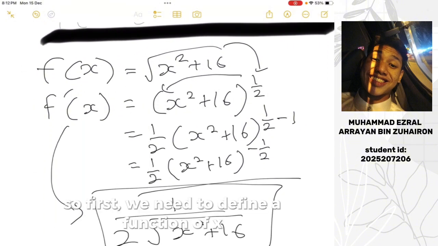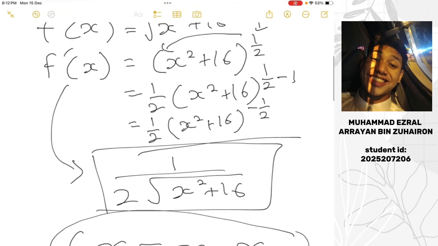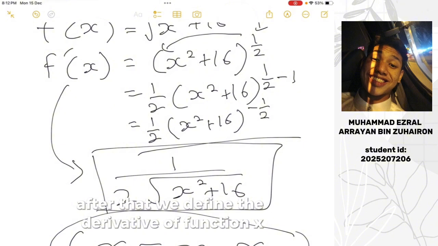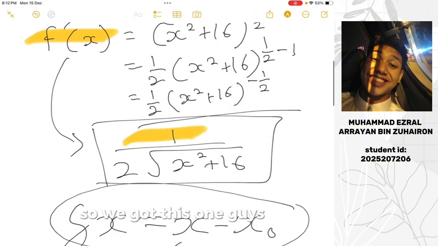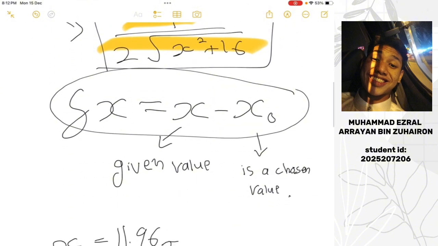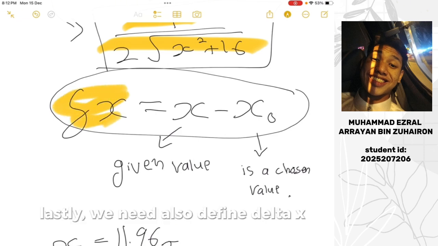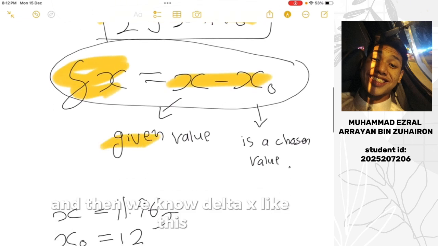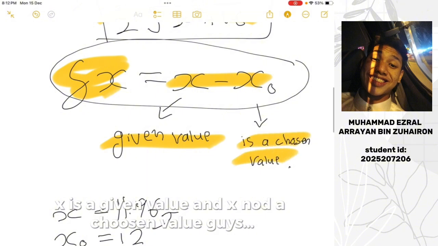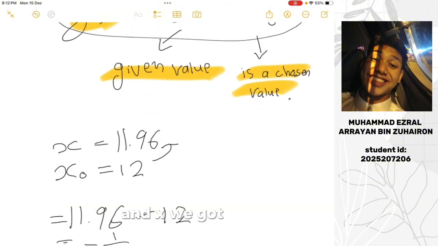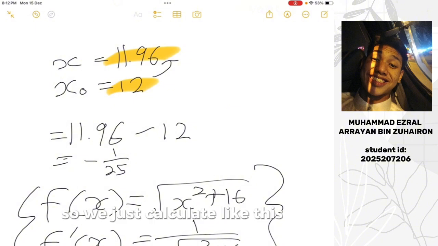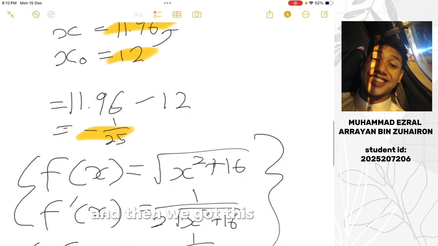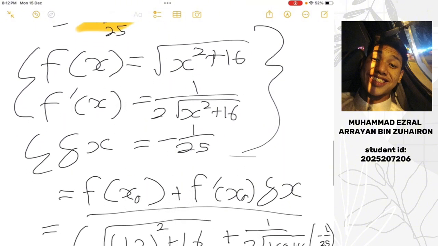First we need to define a function of x. The function of x is like this, guys. After that we define the derivative of the function. So we got this one. And lastly we also need to define delta x. x is a given value and x naught is a chosen value. Then x is 11.96 and x naught is 12. So we just calculate using the formula, and then we get this for delta x.